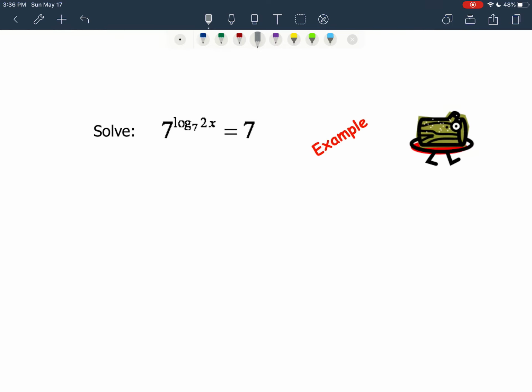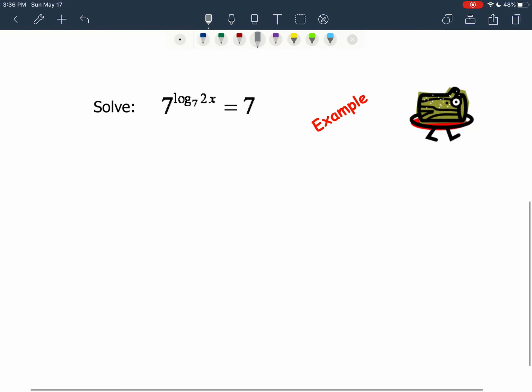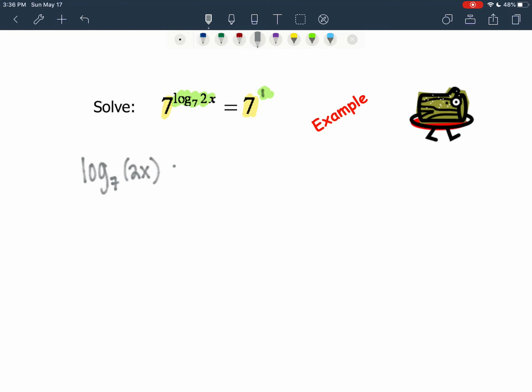Okay, let's try another that's kind of like a puzzle. Here we have 7 raised to the log base 7 of 2x, and that's equal to 7. Well, look at this. We have the same base. Let's set the exponents equal to each other. So I'll have log base 7 of 2x equals 1. Now we're going to write in exponential form. 7 raised to the first power is equal to 2x.